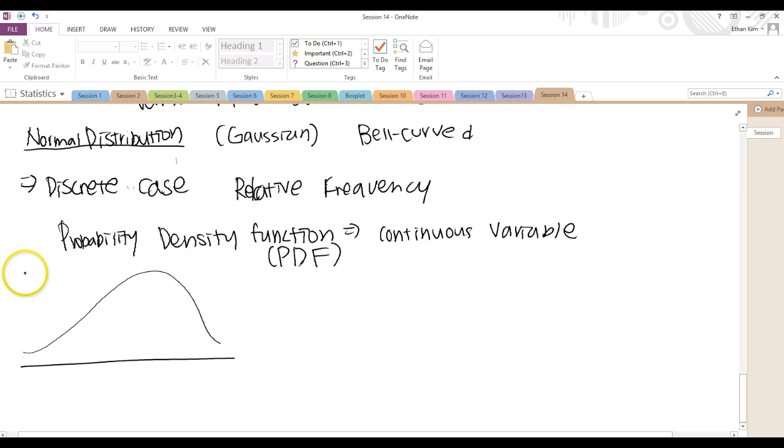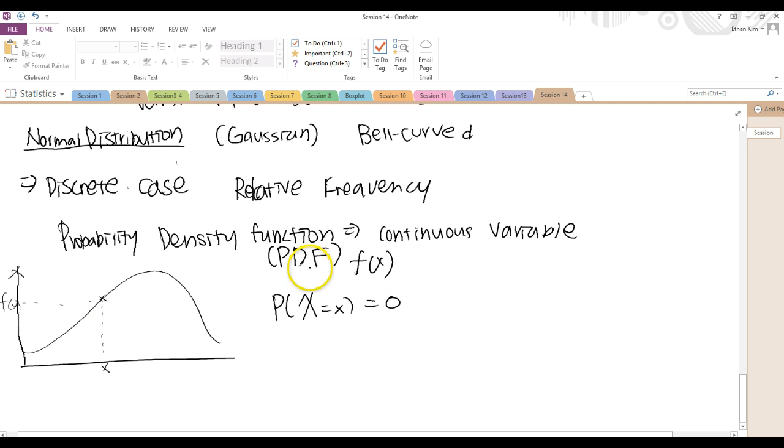Say that this is a PDF, and we denote it as f of x. At any given point, this is x, and this is f of x. The probability that the random variable X is equal to little x is always 0. Let's think about it. When we have a line graph, this value is 0 at this moment.